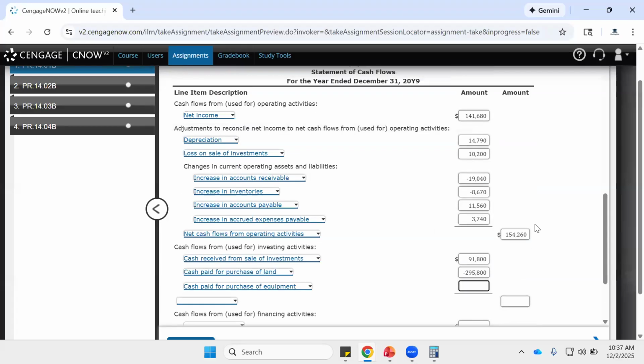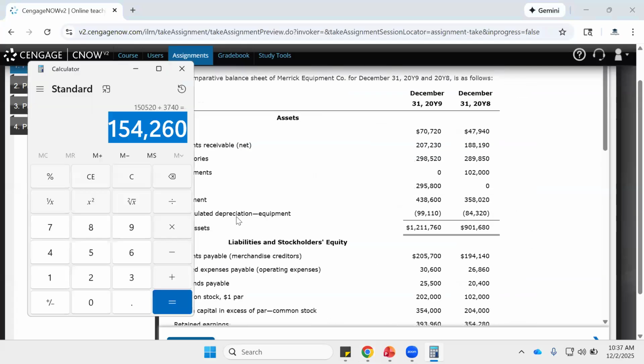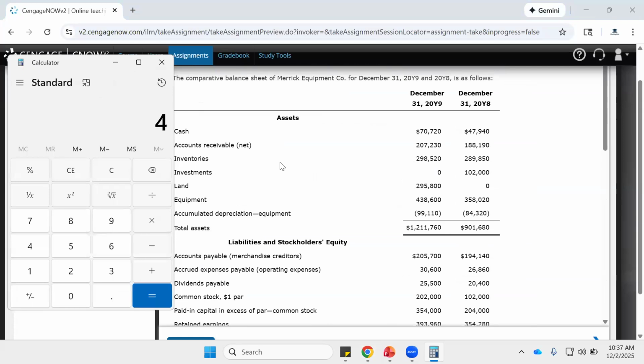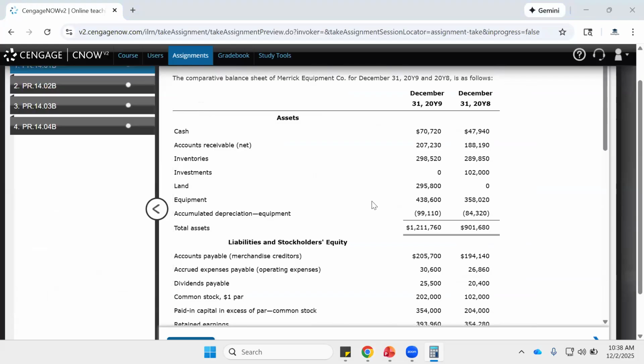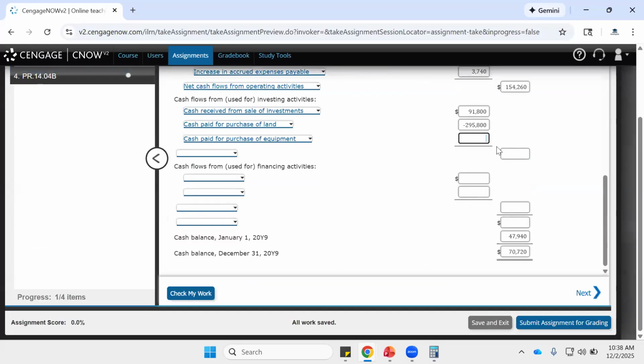And for purchases of equipment, because we know no equipment was disposed of, equipment only went up, and the historical cost goes up by the amount of the acquisitions of equipment, and it was all acquired for cash. So we can take this year's equipment balance minus last year's equipment balance, and we get $80,580 cash outflows for purchases of equipment.